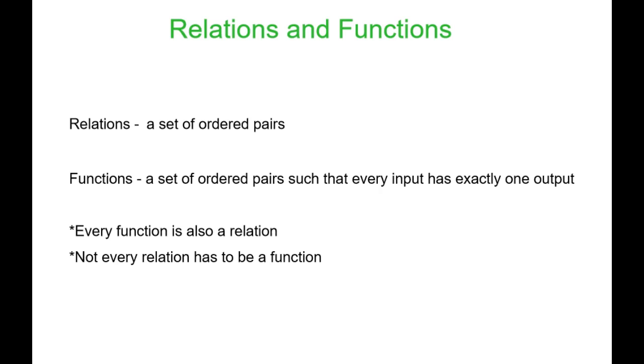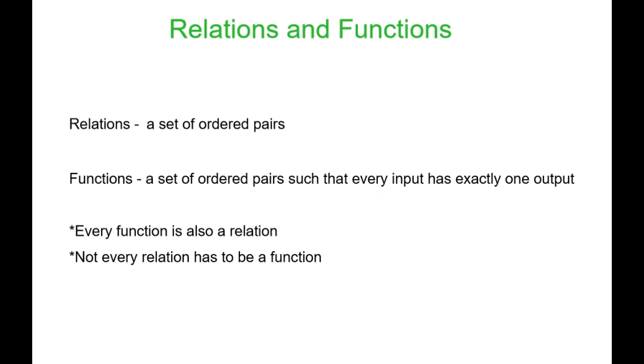So to start out, we need to define some terms. First, relations. In their most basic form, a relation is simply a set of ordered pairs. There's no rule that we have to follow with the values of those ordered pairs. We just have x and y coordinates. We could plot those points on the coordinate plane. That represents a relation.